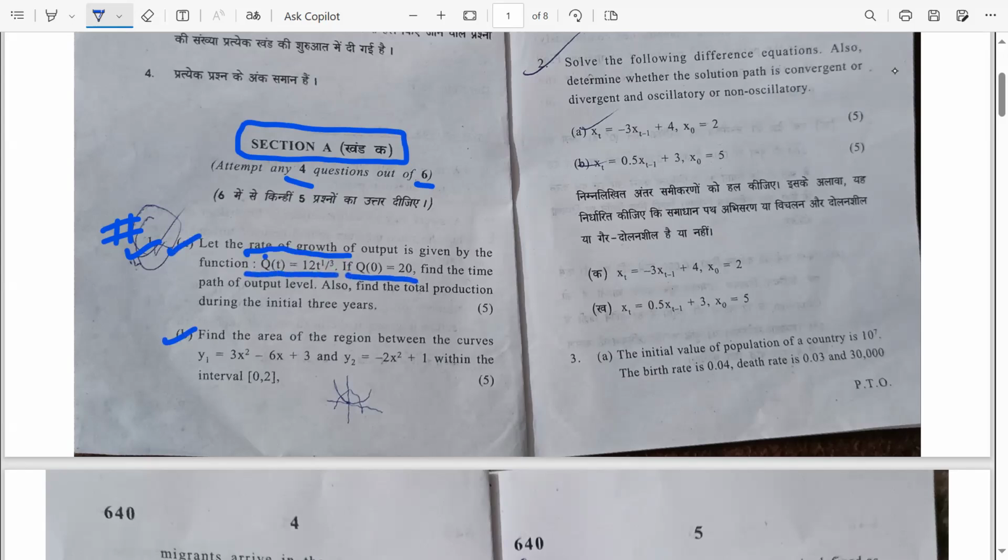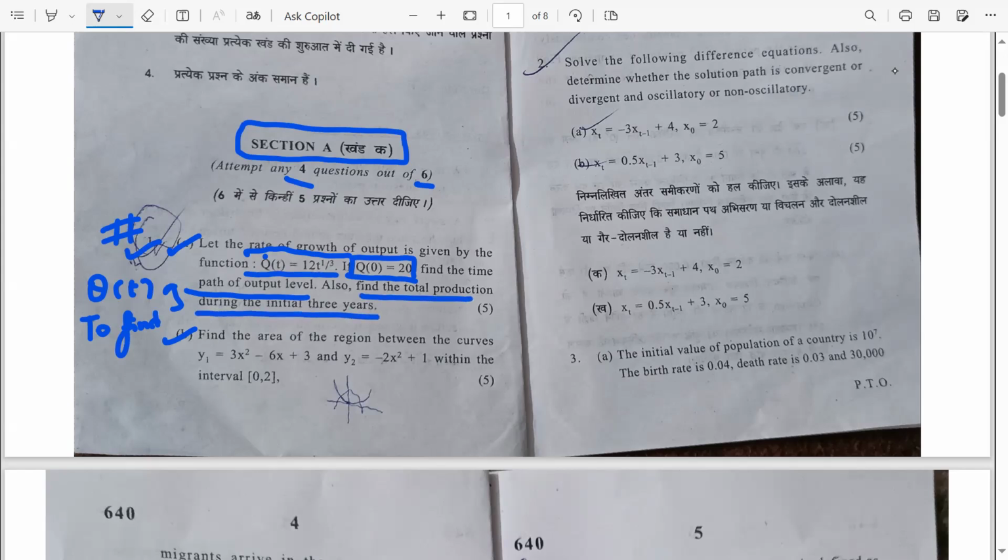And if Q of 0 is 20, find the time path of output level. So I need to find Q of T. We are given Q dot T, which is the rate of growth of output with respect to time, and we are given the initial value of output at time period t equal to 0, which is 20. So Q of 0 is 20. We need to find the time path of the output level. Remember, it's a question based on integration, which I have covered in my lectures on the Advanced Mathematical Methods for Economics course. If I integrate Q dot T, I get Q of T. The question also asks us to find the total production during the initial 3 years.